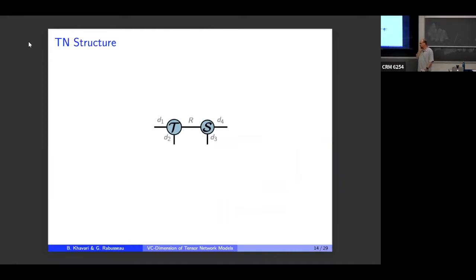So the first thing that I want to do, in order to define the problem a little bit, is to introduce a couple of notations and this idea: how do I define the hypothesis class that corresponds to some tensor network structure?